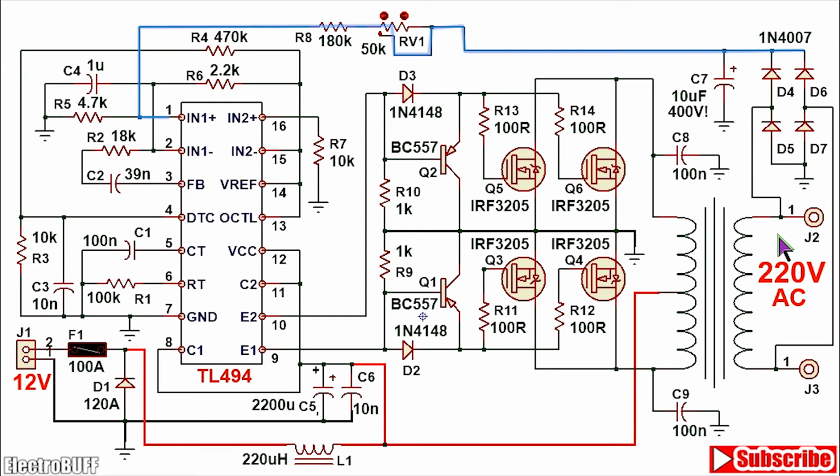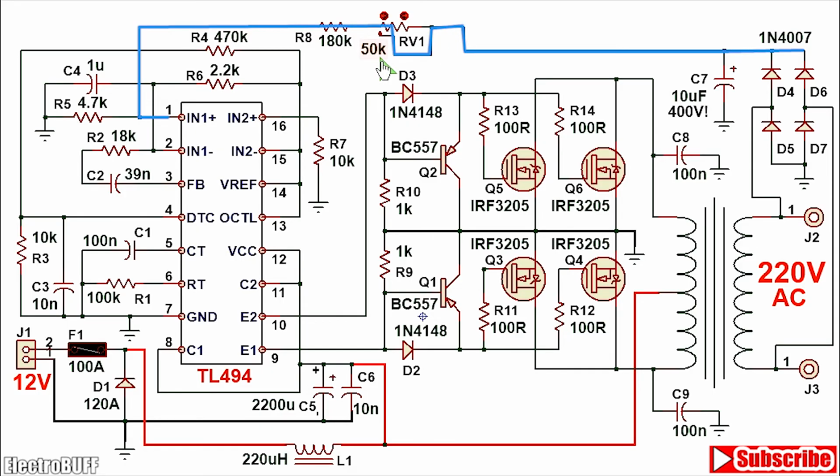For output voltage regulation, you'll need a simple bridge rectifier. I've used 4 diodes which are 1N4007, and this will convert the AC into DC, and the capacitor C7, which is a raw capacitance capacitor rated for at least 400 volts, will stabilize the DC voltage for smooth feedback. Feedback is through the potentiometer V1, the resistor R8, and the resistor R5 as shown. Their values are 47 kΩ for R5, 180 kΩ for R8, and the potentiometer is 50 kΩ.